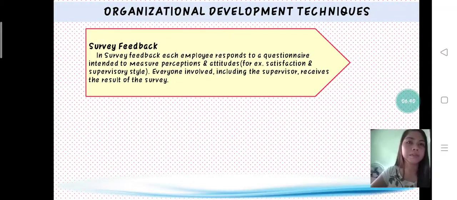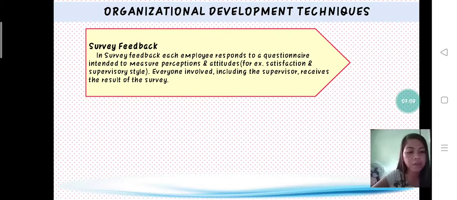And also one of the major techniques is survey feedback. When we say survey feedback, each employee responds to a questionnaire intended to measure perceptions and attitudes. So for example, satisfaction and supervisory style. Everyone involved, including the supervisor, receives the results of the survey. So this survey feedback is very effective and also one of the common techniques used in organizational development.